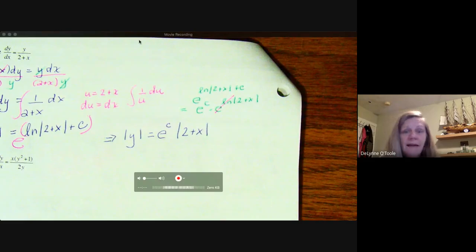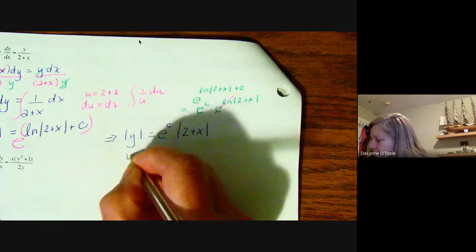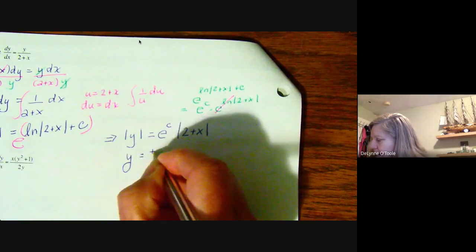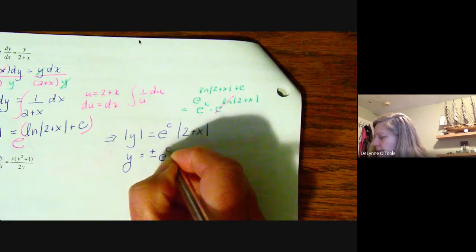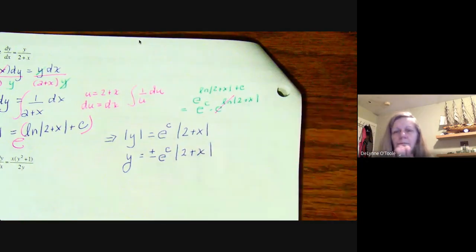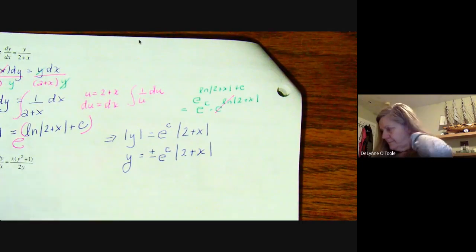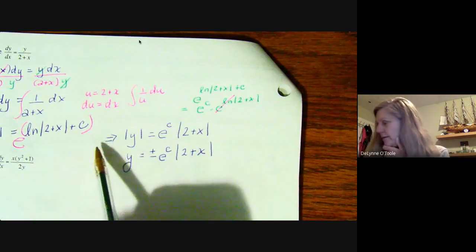All right, now I haven't solved for y yet, by the way. It's not solved for y until the y is all by itself, and it's currently not. It's inside the absolute value function, but that's an easy thing to fix. You just remove the absolute value signs, and on the other side, you do the plus or minus e to the c times 2, the absolute value of 2 plus x. And that's how you handle getting rid of the absolute value sign when it's there.